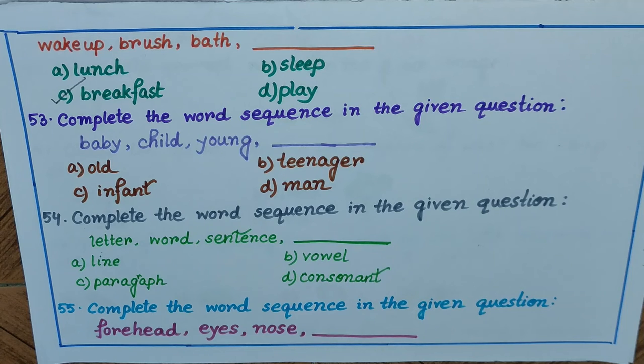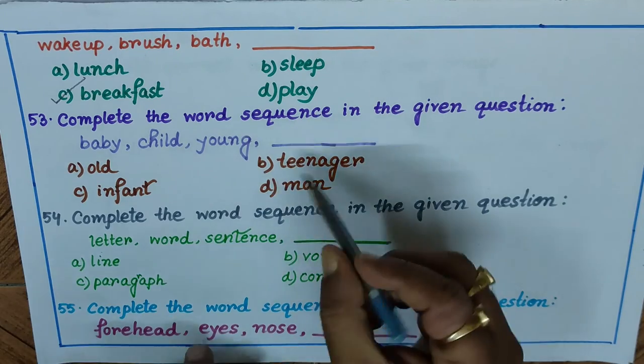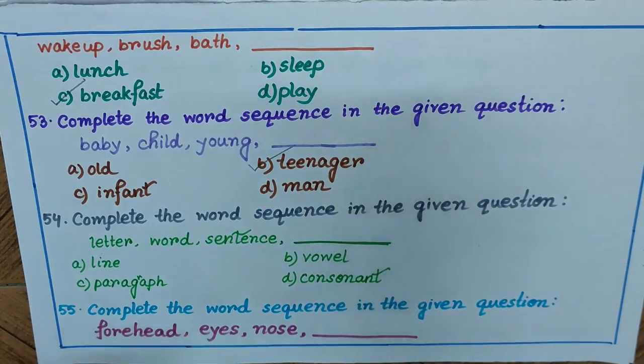Question 53. Complete the word sequence in the given question. Baby, child, young, then we have teenagers. Okay, so answer B is the right answer.